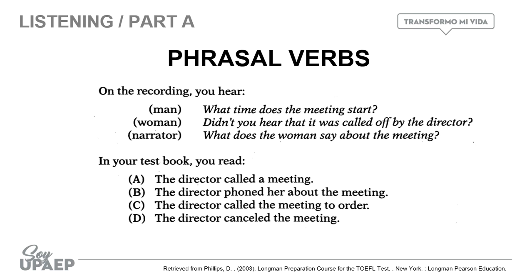So, according to the context, okay, because if you know the meaning of it, the answer is very, very easy. But if you don't know the meaning of the phrasal verb, you have to pay lots of attention to the context. So in this case, didn't you hear that it was called off by the director? So the answer for this question is letter D. The director canceled the meeting. Why? Call off means cancel.